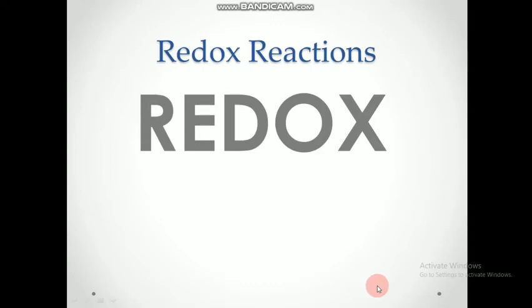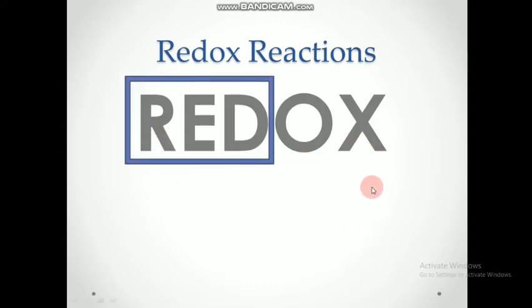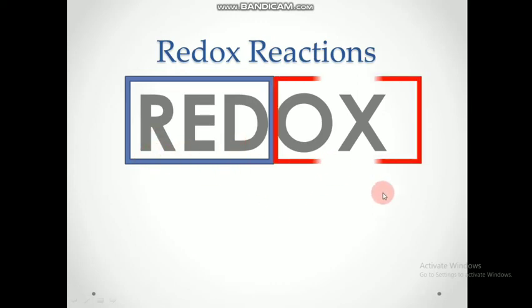Looking at the name, you can see two parts, RED as one part and OX as one part. The RED part tells us there is involvement of a reduction reaction, and the OX part tells us that there is involvement of oxidation in this reaction. So overall, redox reaction means that there is involvement of reduction and oxidation reactions together. That's why we call them redox reactions.